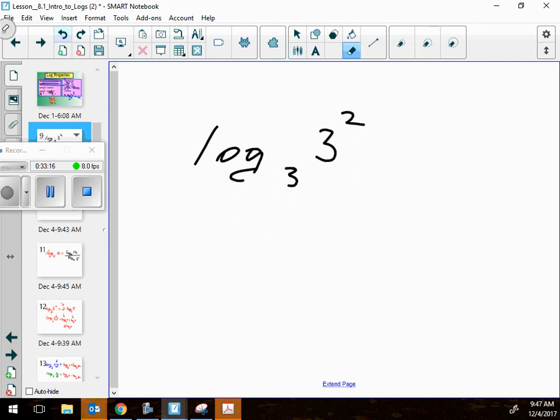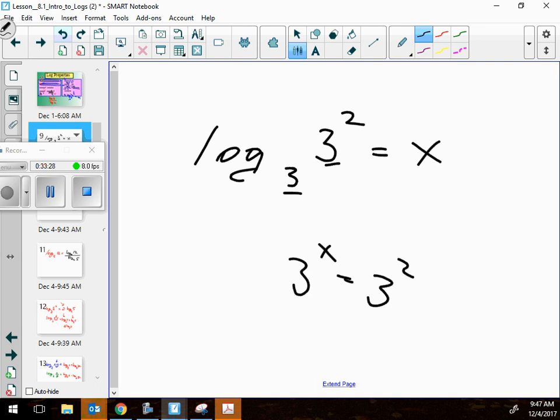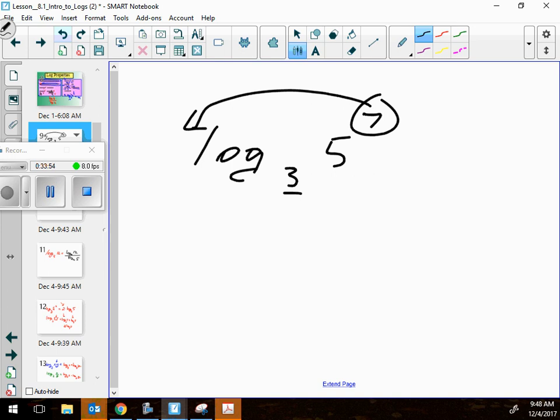I say, fine. Okay, I'll make it positive. Now what's the answer? 2. Because if these two are the same, the answer is just the power. If you need proof, I make it equal x. 3 to the x equals 3 squared. And then you go, oh, the base is the same. X equals 2. Okay, next one. Write something equivalent to that. Power goes down to the front. How many of you guys remembered that? Cool, you have a short-term memory. All right. Next.